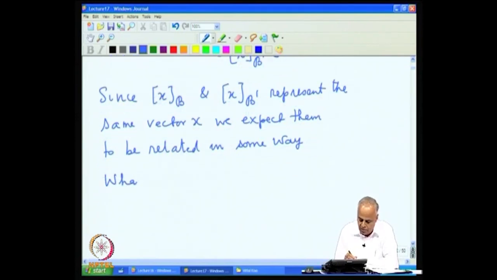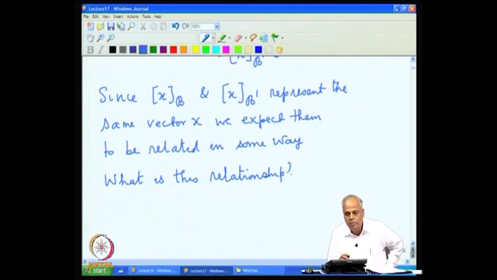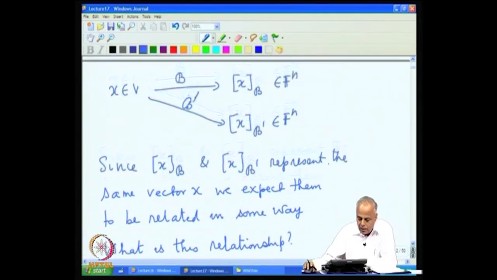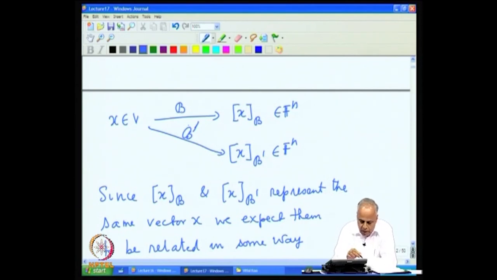So, what is this relation? What is this relationship between these two representations? If we have the same vector represented in two different ordered bases, the two representations must somehow be connected with each other, because they come from the same original vector. We are trying to explore and find out what is this connection between these two. Obviously, the connection must come from the connection between the basis B and basis B prime, because these are the two fellows taking them into two different vectors. So, the connection between B and B prime will establish the connection between xb and xb prime.